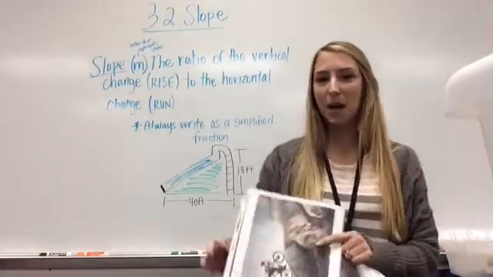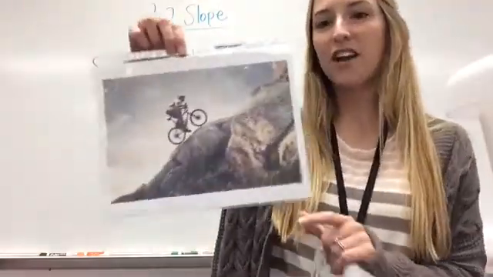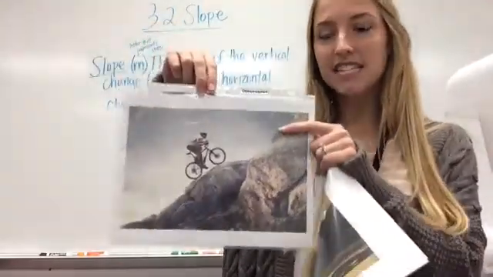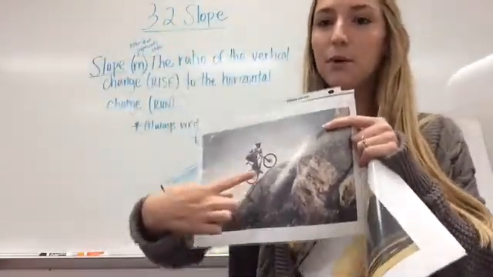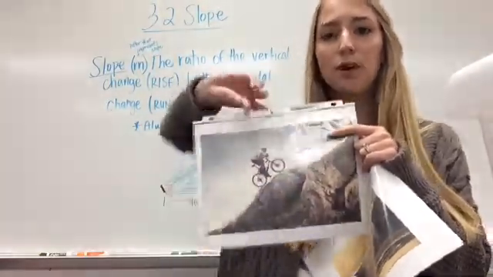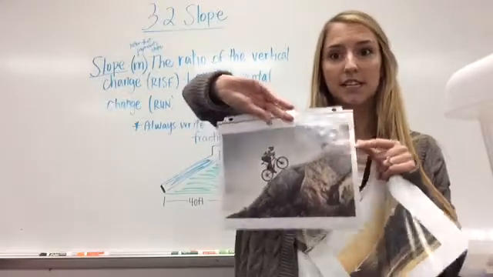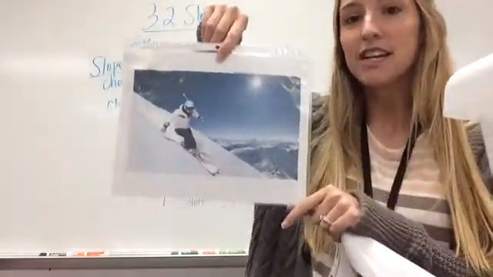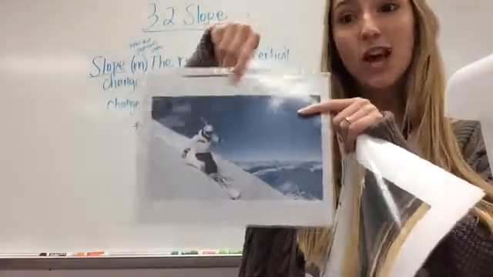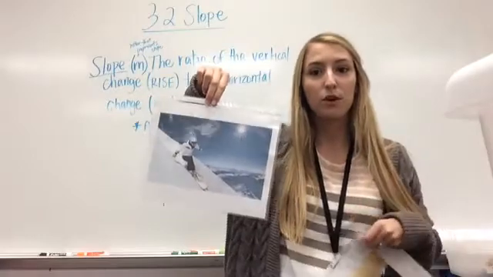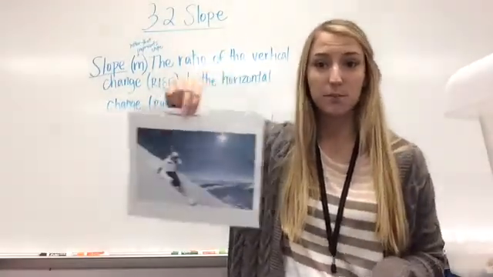We have this mountain biker on a small mountain or rock, and this is a slope. It's an upward increase that he is on. We'll talk more about exactly what slope means. On the back, we have a skier skiing down a slope. So it's a downward slope, which we will later define as a negative slope.